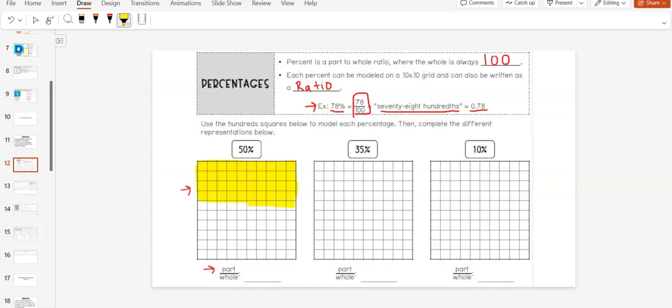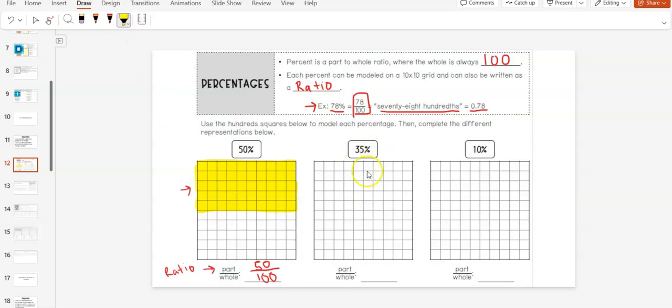Because this is a 10 by 10 grid, every row that you see is 10. So all I had to do was color in 1, 2, 3, 4, 5 rows. And that's going to get me my 50%. Now down here, writing it as a ratio, part to whole, we know that the part is 50 because we shaded in 50. And the whole is going to be 100.